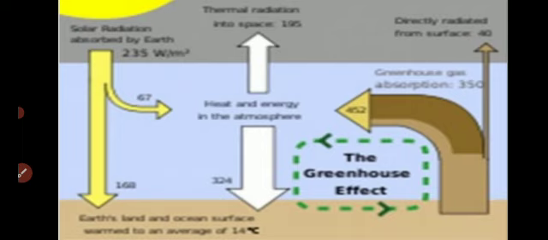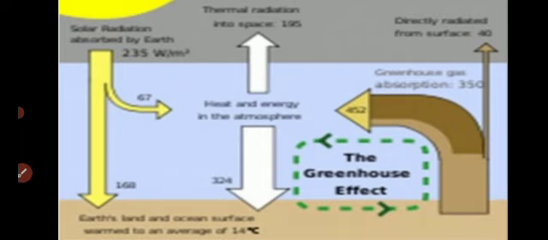So insolation received at the ground by direct penetration is 41%, and diffuse sky radiation is 6%. In all total, the insolation received by the ground is 47%.